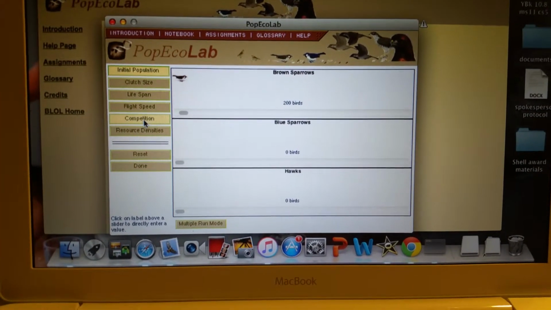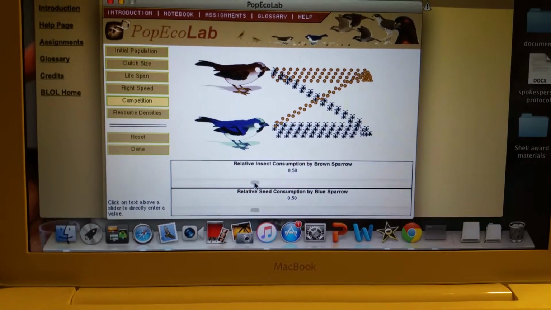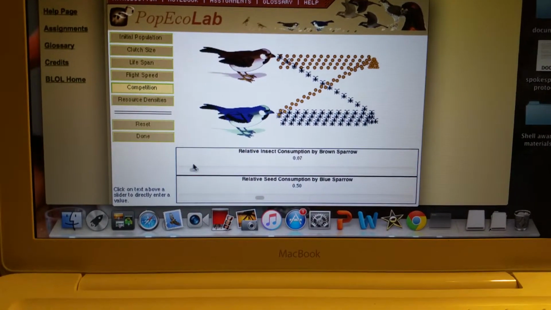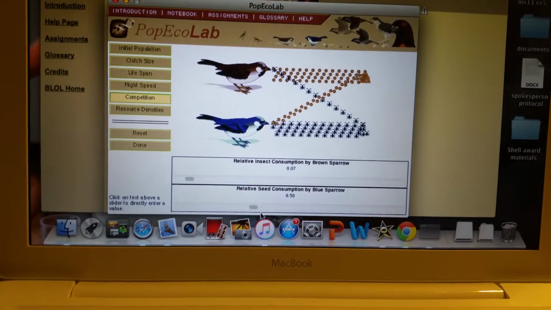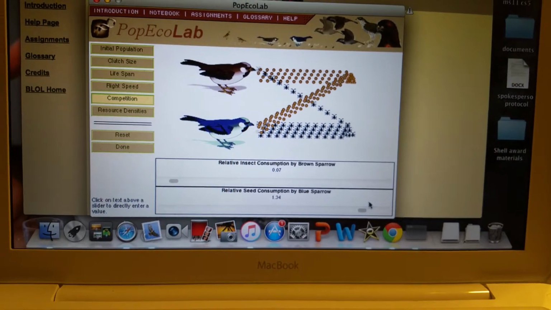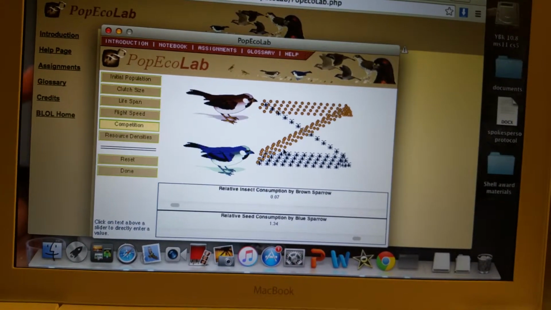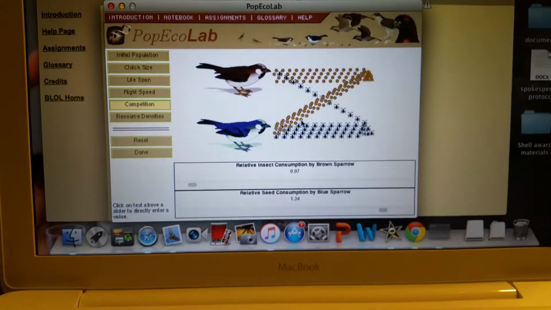You can also look at competition for food. So if you're noticing here, you can really shift it so that one type of bird really has a niche where they're working with one kind of food and the other one is using quite a bit more of the other, right? So the brown birds are not really eating a whole lot of spiders, but the blue birds are eating lots of both, and then see what happens from there.